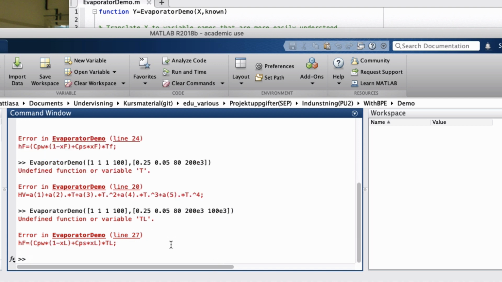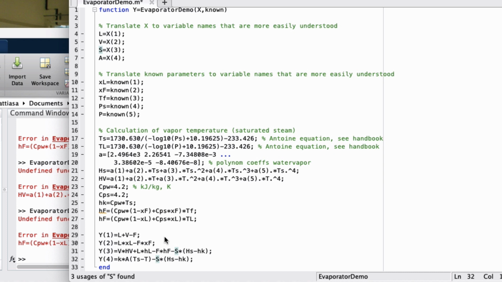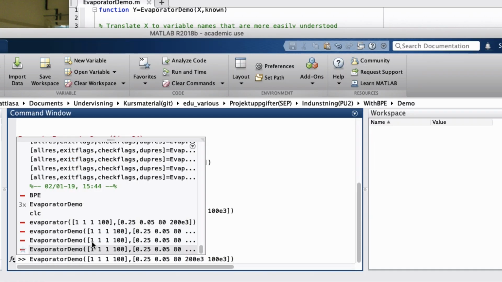Error in undefined function or variable TL. You see, there are so many ways to do mistakes here. I introduced a T, but I called the temperature down here TL. And there's another thing here. You see? The T there, that should be the TL, right? So many ways to do mistakes.